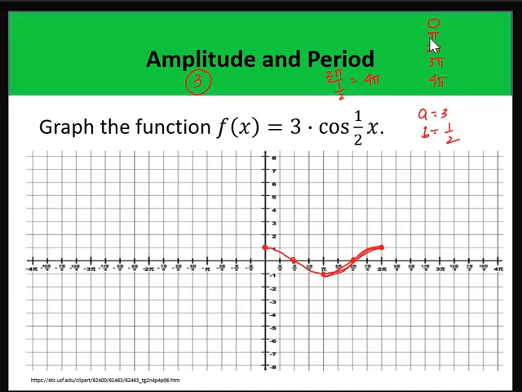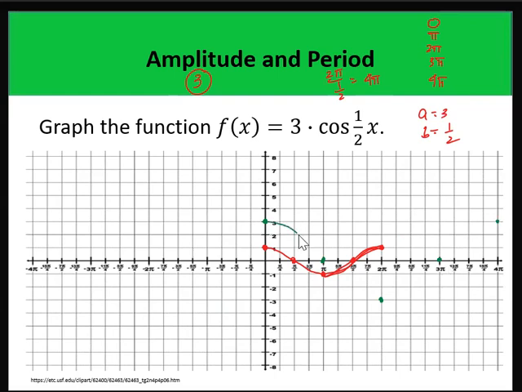So plotting these points, this is the cosine function. So that means at x equals 0, we will have the highest value of y, which is positive 3. When x is equal to pi, we have 0. And then when x is equal to 2 pi, we have the lowest value, which is negative 3. When x is equal to 3 pi, we go back to 0. And when x is equal to 4 pi, we go back to the highest point, which is positive 3.